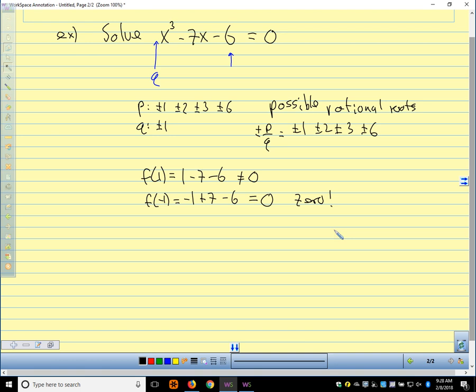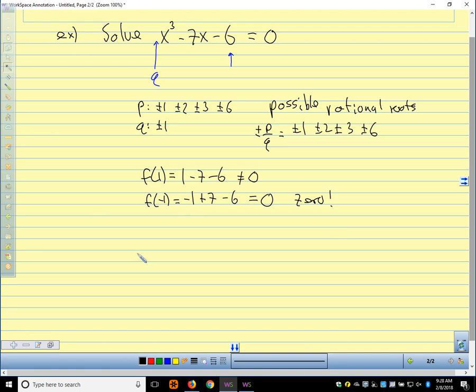Yes? Shouldn't the negative 6 in f of negative 1 be a plus 6? No, so since there's no variable, it doesn't change. That constant always stays whatever sign it is. So we're only changing the signs on the odd powered exponents.